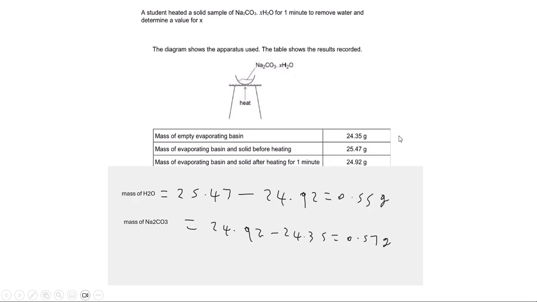So the mass of H2O, this is easy. If something has water on it, and then I heat it and the water goes, it's going to lose mass. It's going to weigh less, yeah. So therefore, what I do is I take the mass of it with the water, which is before heating, and I take away the mass after heating.